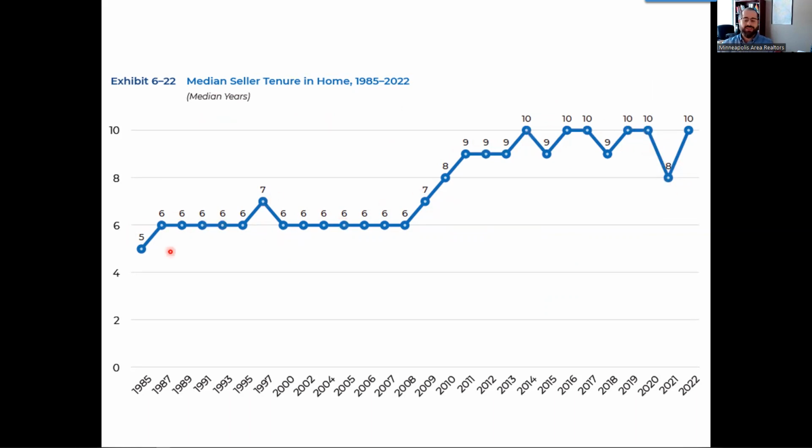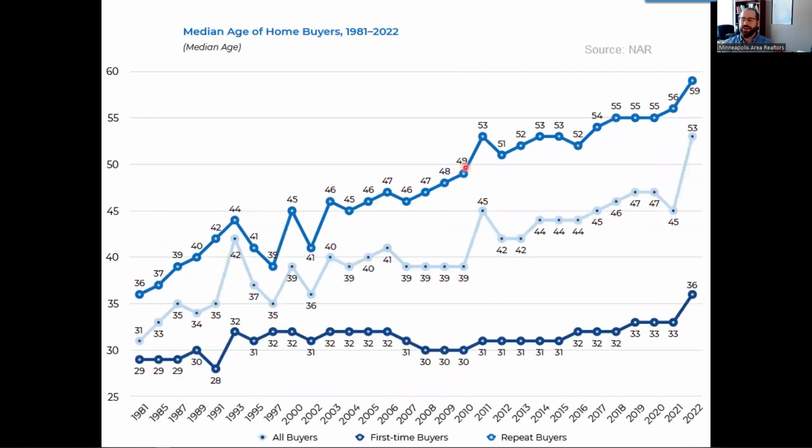We used to move every 5 to 7 years, right? And then after the crash, we stayed in our homes for 10 years. And then when we all moved and needed bigger homes with more bedrooms for learning and working, we only stayed in them 8 years. And now, as people started to feel locked into their homes and married to their interest rates, now we got back to 10 years. So pretty interesting dynamic there.